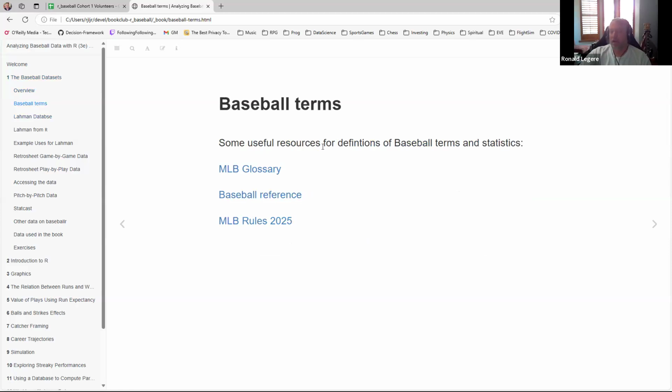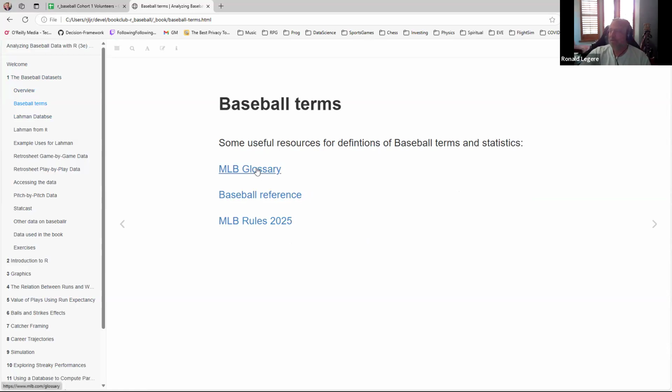Some of us are not baseball experts, myself included. I do enjoy watching baseball, but I don't know all the terminology. I had to look up again and remind myself what the difference between a plate appearance and an at bat is, because that's an important distinction to make in the data. There's all that kind of stuff.